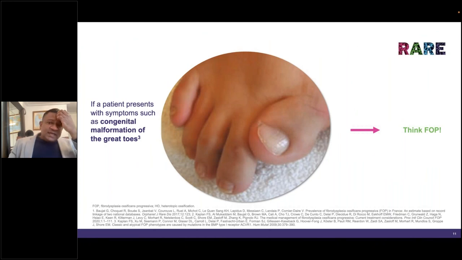One of the key features of FOP, and if folks take anything home from this talk, if you see a baby with a malformed toe like this, which some people may call a bunion, always think about a rare condition called FOP. And I think that's the single take-home message that I would like everyone to remember from this talk today.